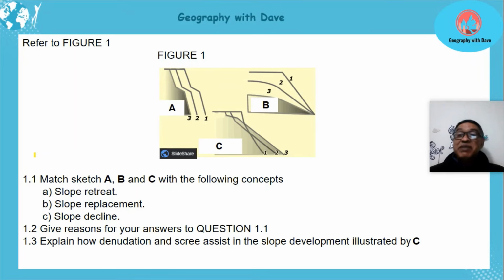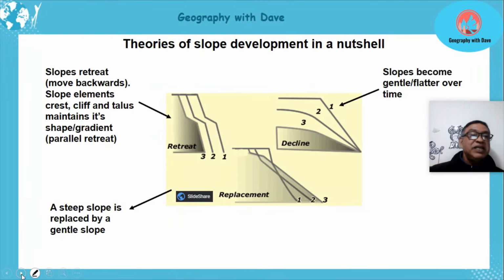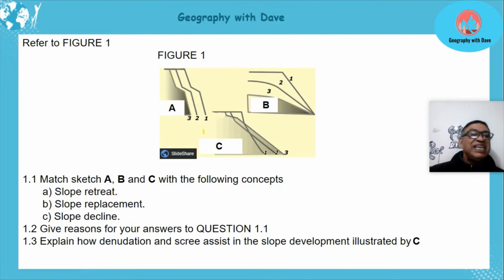I've got that same slide just below this. All right. It's exactly the same slide. Can you see it here? Now, I've just taken out information. So I said, now, A, B, C. Match sketches A, B, C with the following concepts. A, you notice what's happening. It's retreating. Can you see the words now?